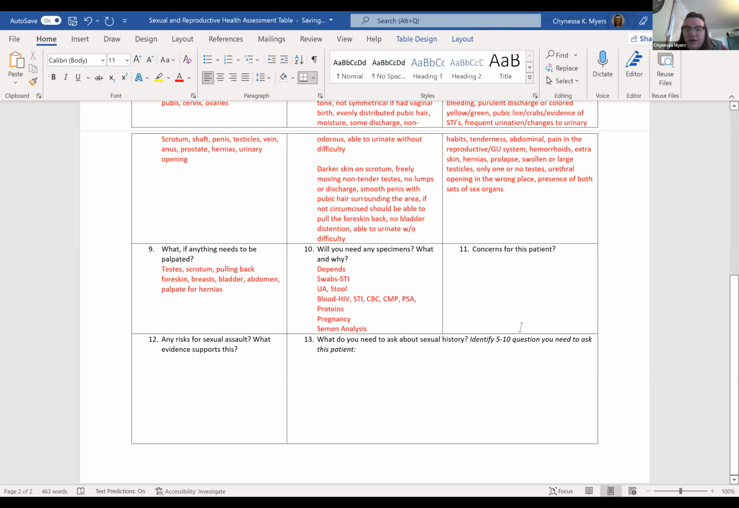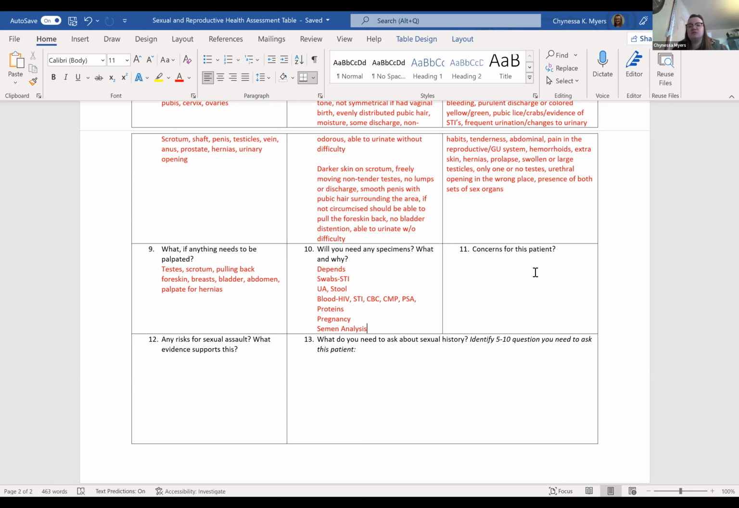Good. Okay, so let's skip number 11, concerns for this patient, because I was going to assign you different groups to go over different types of patients with different conditions. So let's just skip that. I think we have a lot of concerns already because we're always concerned about checking for safe sexual practices, prevention of STIs, all those things. We're checking for pregnancy and moral support. So I think we have enough concerns we've discussed repeatedly throughout.